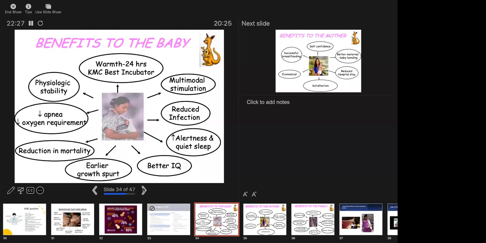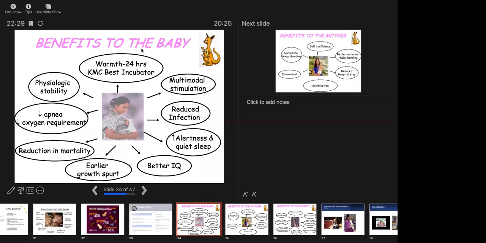So what are the benefits to the baby? As I told, it provides skin-to-skin contact 24 hours, provides warmth to the baby. It prevents hypothermia. Mother is the natural incubator for the baby. Instead of staying in the incubator, the skin-to-skin contact between mother and baby is nothing but a natural incubator. There is physiological stability. There are fewer desaturations, less apnea, and less oxygen requirement during KMC. As we saw, there is reduction in mortality by almost 40%.